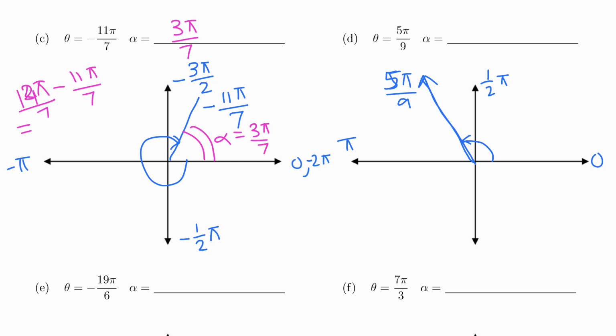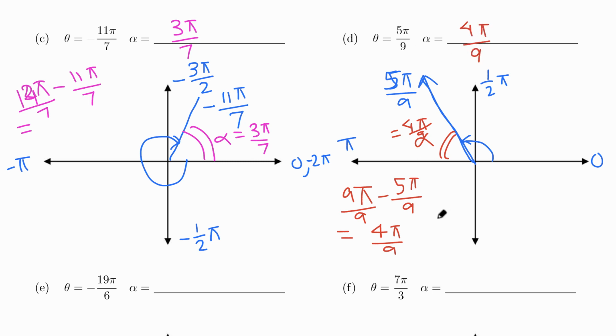Then that leaves with the x-axis always this angle, which is alpha. So we subtract 5 pi over 9 from pi. So pi minus 5 pi over 9. Pi is the same as 9 pi over 9, minus 5 pi. So 9 pi minus 5 pi, 4 pi over 9. So this is 4 pi over 9. That is the reference angle.